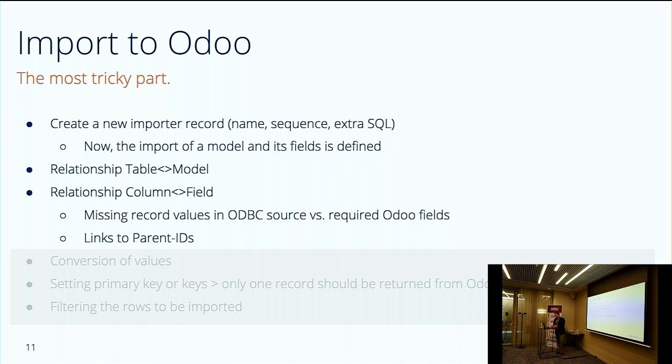So we can, for example, set a placeholder, or in that case have the required field in Odoo. And we can also link to parent IDs, meaning if there is one big table and we have 3 different objects or 4 different objects, several different objects in Odoo, we can say, okay, this is linked to a parent. This is done in this stage of the import.